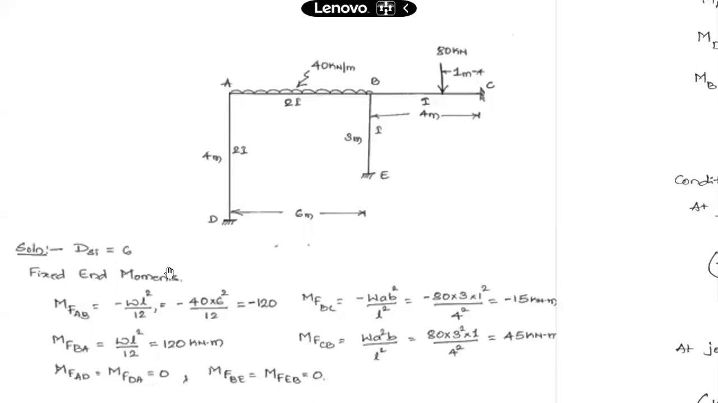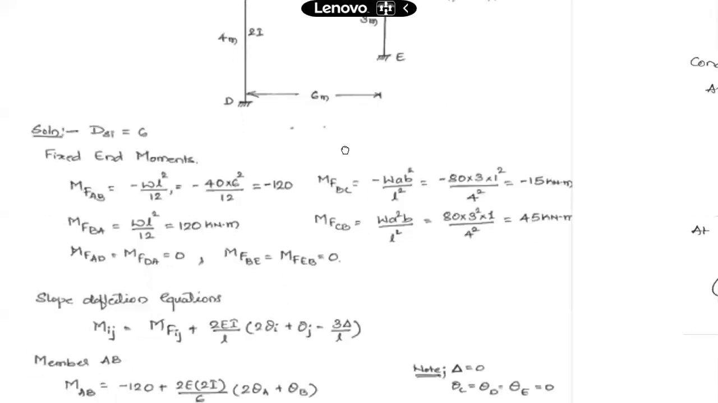Can anyone tell me what the kinematic indeterminacy is in this frame? The degree of kinematic indeterminacy tells you how many unknowns there will be in the slope deflection equations. Joints A and B are allowed to rotate, so theta A and theta B are the unknowns. The degree of kinematic indeterminacy is 2, and we will have slope deflection equations in terms of theta A and theta B only.